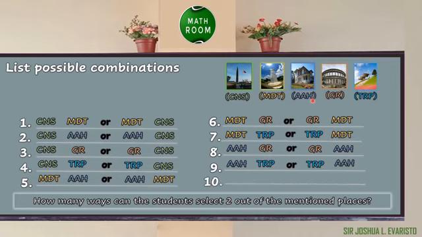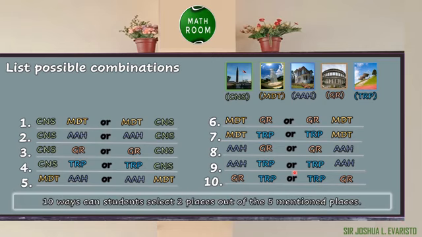For our last combination, we have Goshen Resort followed by Tarlac Recreational Park, or Tarlac Recreational Park followed by Goshen Resort. By listing all the possible combinations, hence, we have 10 ways the students can select 2 places out of the 5 mentioned places.